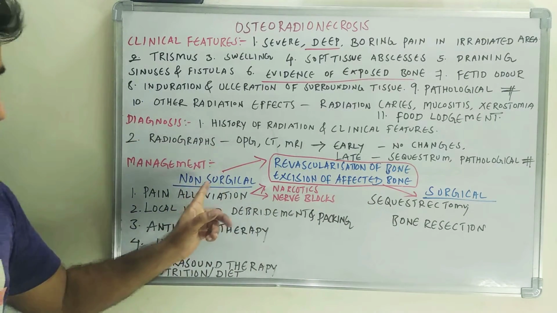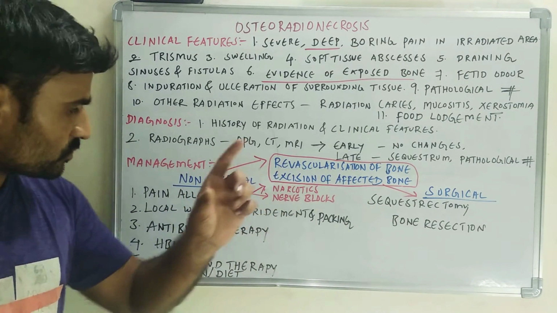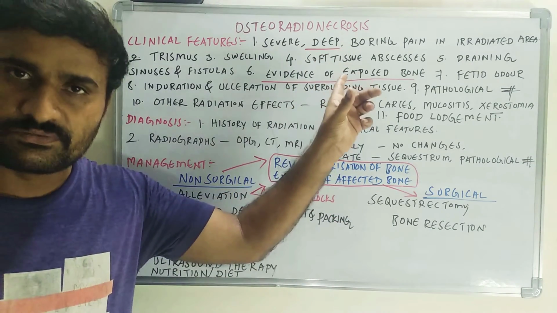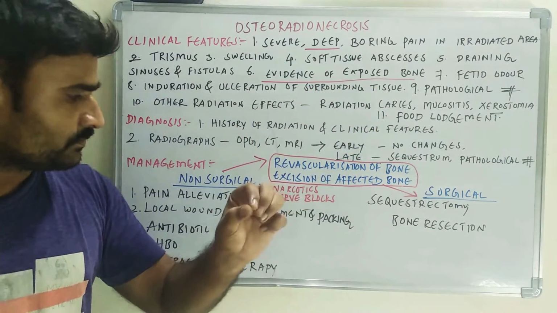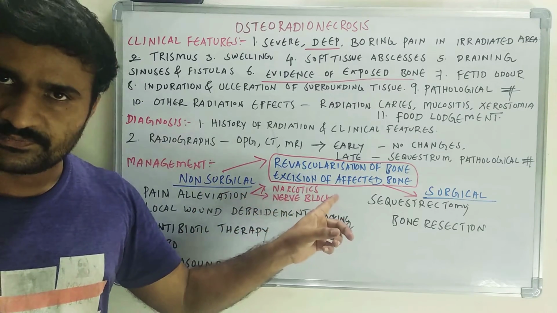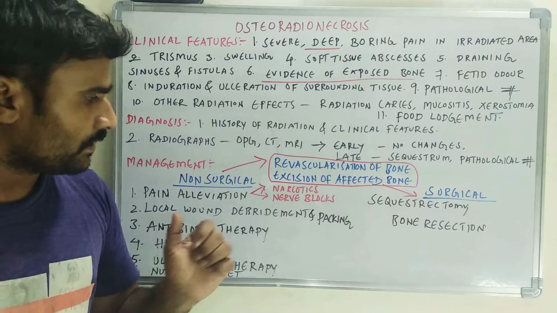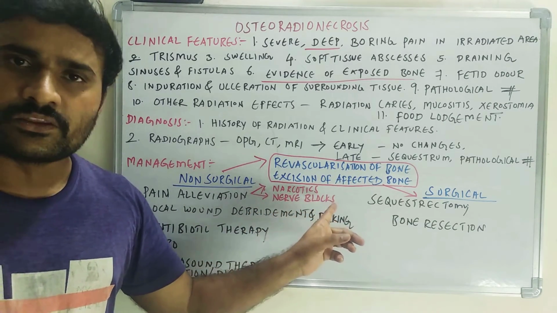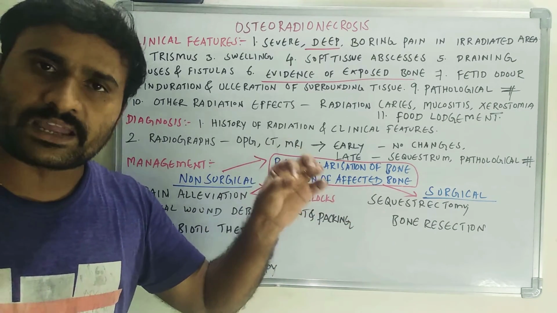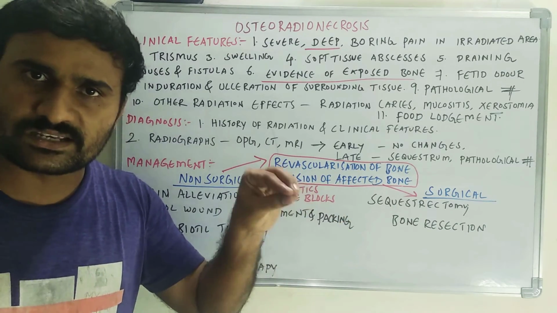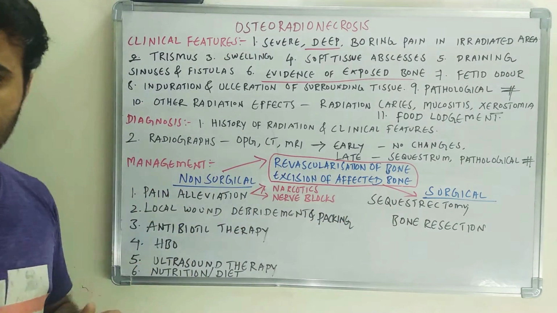In non-surgical therapy, the first and foremost thing we have to do is pain relief, because there is severe pain. So we can give narcotics or opioids, or NSAIDs also in some cases. Otherwise we can give nerve blocks, that is long-acting anesthetics like bupivacaine or alcohol may be injected as nerve blocks to relieve the pain.